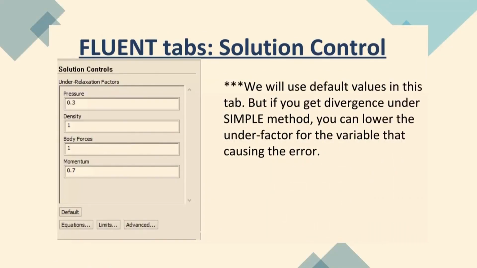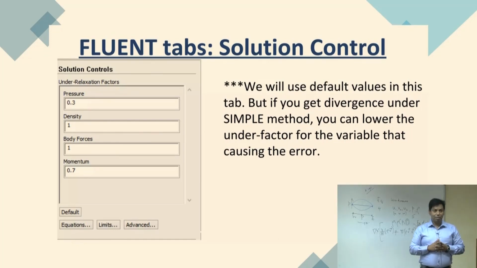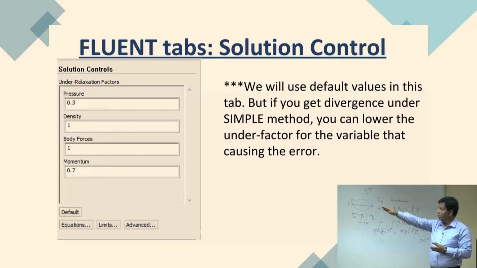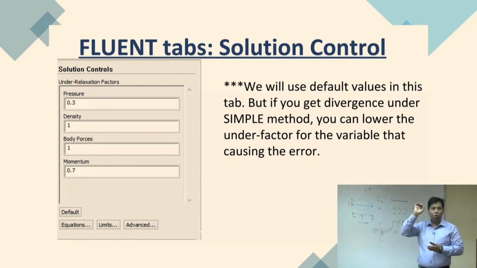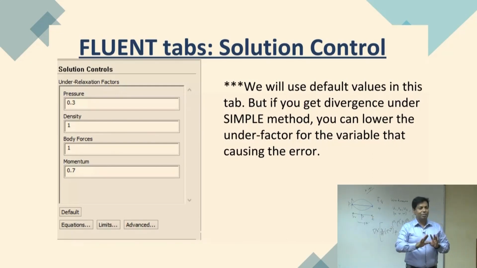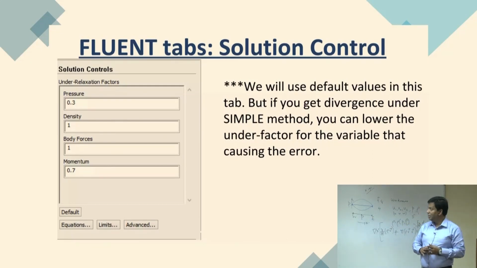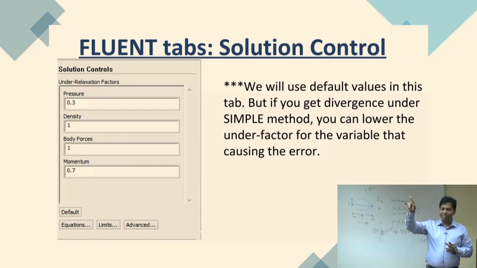Now, these are the things Professor Chakraborty told you about yesterday, the relaxation factor for quick convergence. These are the important things for the pressure term, the density, the body force, and the momentum. So these are the values. One is the default, which means the density and body force do not really interfere with your convergence. But the most problematic is the pressure, the continuity equation. You can see the white line.